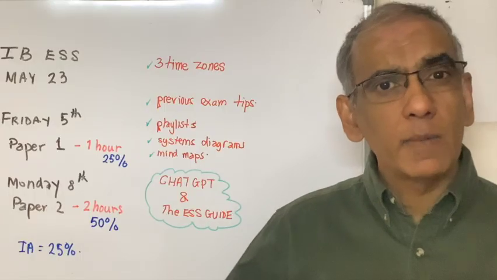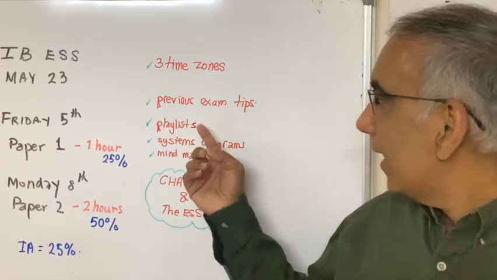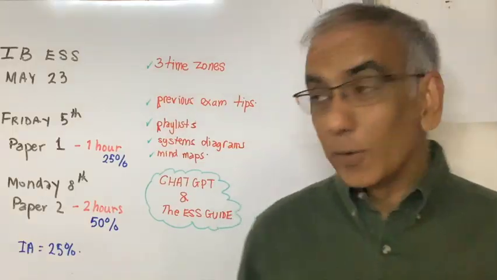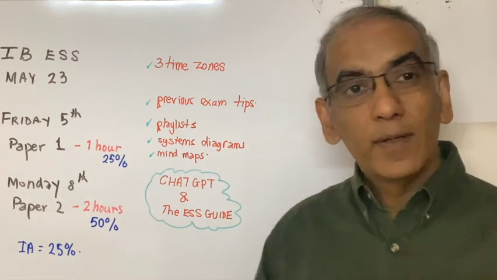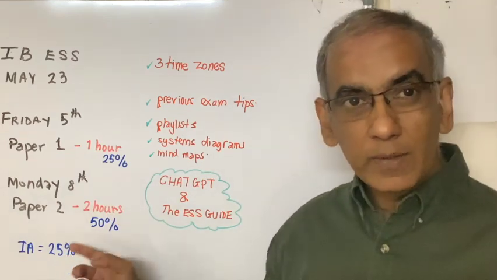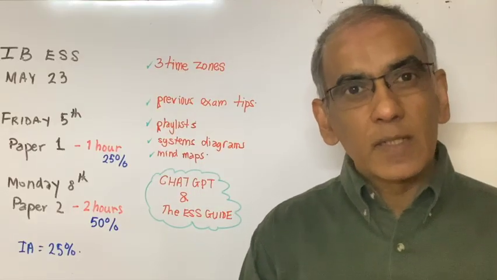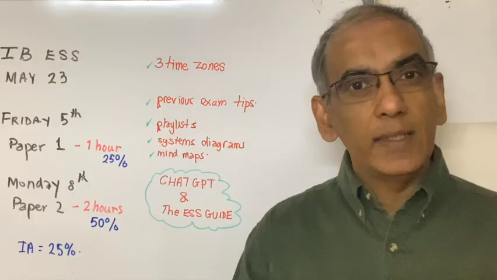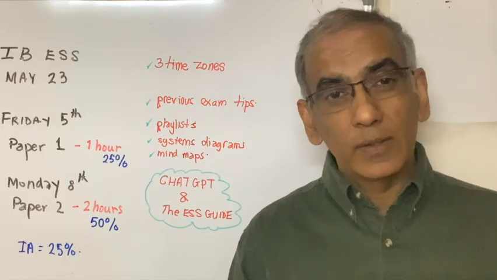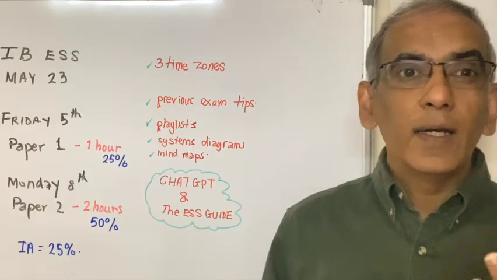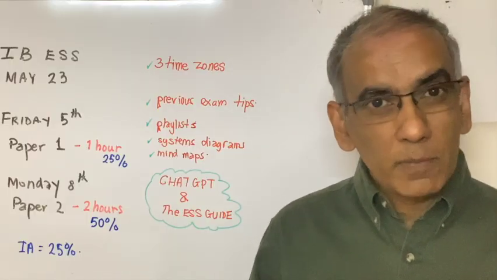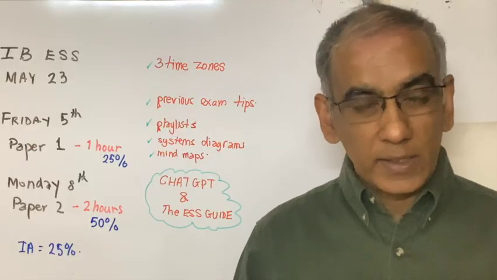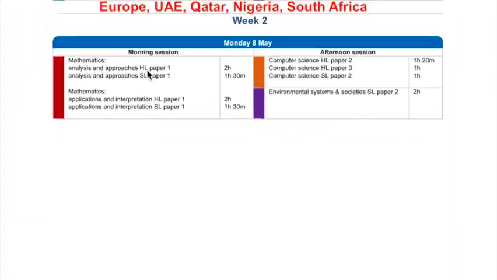Of course, in all of my previous tips going back to 2015, you have playlists that I've provided for you. You have videos where I've explained about various systems diagrams. Paper 1 carries 25% of the score, paper 2 50% of the score, and the IA the other 25% of the score. But as we go in and look at some specific tips for this year's examination, I want to also look at the 3 time zones and let you know exactly when you will be having your exam depending upon what part of the world you're in. But this year I also want to focus on a new perspective, and that is how we can use ChatGPT along with the ESS guide as a study partner to go about preparing in the days leading up to the examination. So let's go in and take a closer look at each of the time zones.